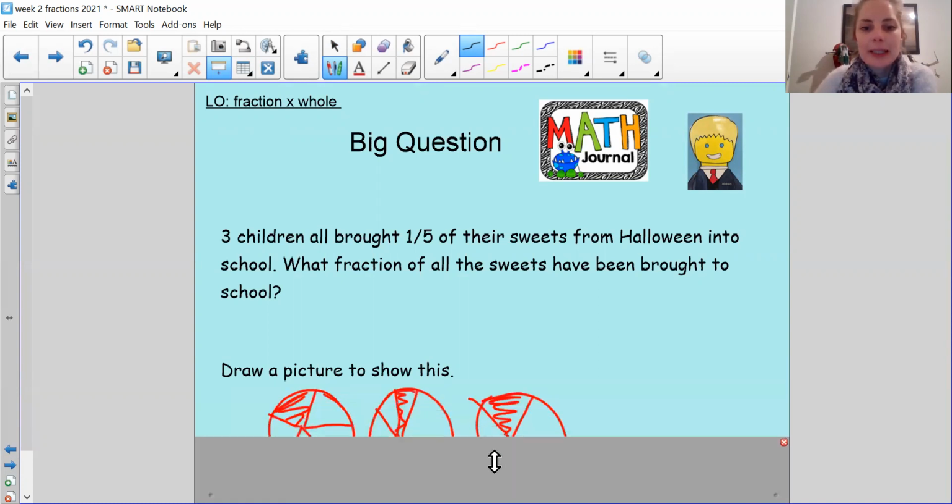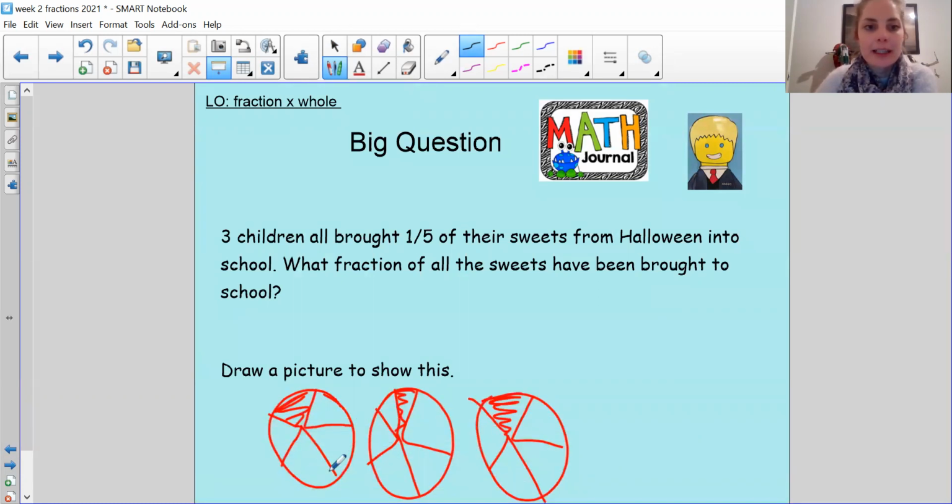Right, let's have a look together. So here are my 3 children and each of them brought a fifth, okay? So how many pieces do I have in total now? I've got 3 fifths. There it is, the 1, 2, 3. Not very good pictures, but hopefully you can understand that I've taken those 3 and I've divided into fifths because that's what I'm going to be looking at.